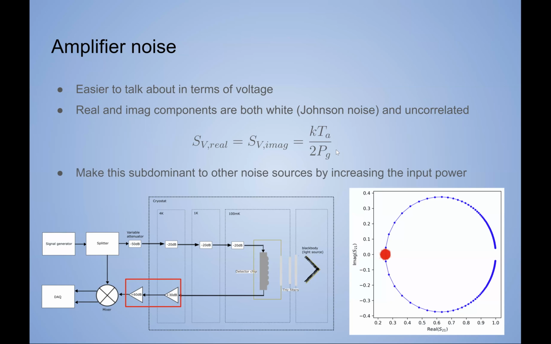And I guess I just put this formula up here to understand that you can make this noise source subdominant to other noises by just increasing PG. So, just putting more power in, you're going to get a better signal to noise by the time it hits this amplifier.